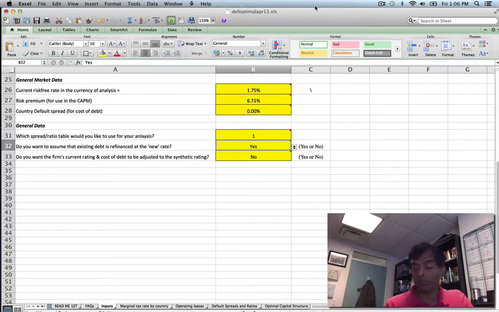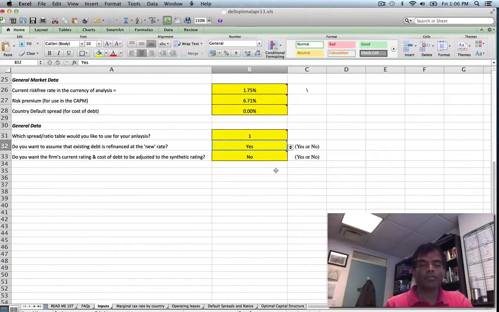Now, some companies might have really long-term old debt where they're not forced to repay the debt or refinance the debt at the new rate. That gives them an advantage because they can keep that debt at the old rate for a long time. If your company is one of those companies, which is going to be unusual, you can change the answer here to no. And if you change it to no, then all of your existing debt is going to stay on at the old rate, which will keep your interest expenses lower than it otherwise would have, and it'll push up your optimal. The last question matters only if you have an actual rating, as for Dell.